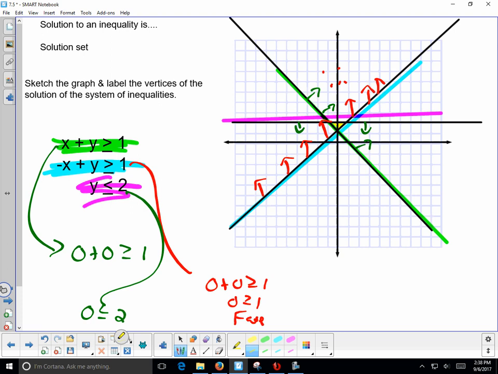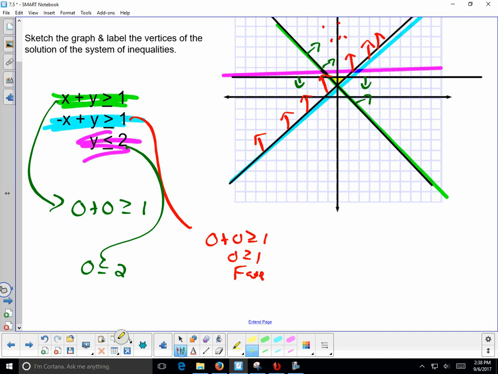And then I would identify the vertices. And if you look really carefully, I tried to graph neatly so I could see them. My vertices are going to be (0, 1), (1, 2), and (-1, 2). And that labels these three points right there.